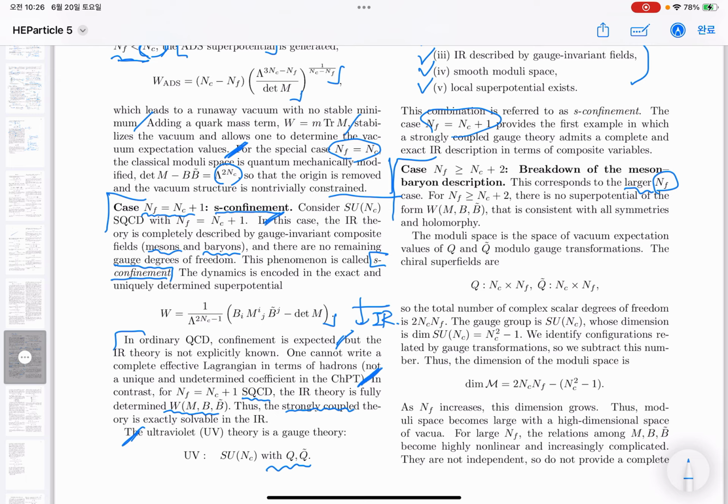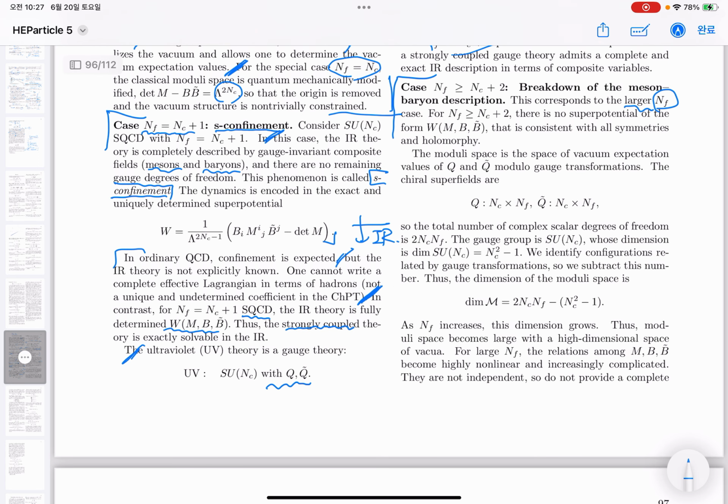The moduli space of the vacuum expectation values of the quark and anti-quark fields can be described, and the color fields are given with the degrees of freedom of N_C times N_up. So if we estimate the dimension of this space, the dimension of the gauge group is N_C squared minus 1, the number of the generators, and we can estimate the configuration space by the gauge transformation.